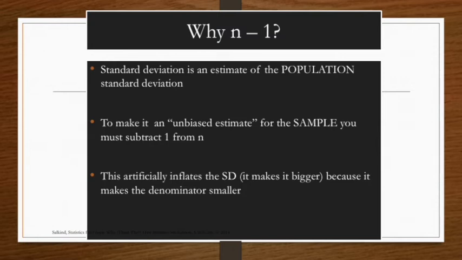So why do they do the n-1 in the denominator? I want you to remember that standard deviation is an estimate of the population standard deviation, right? So this is trying to estimate the actual population, not the sample that you have in front of you. So to make it an unbiased estimate for the sample, you have to subtract a 1 from it to try to make it less biased. Otherwise, this artificially inflates it.